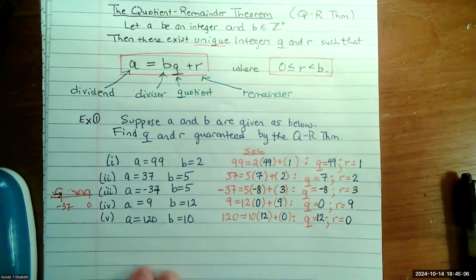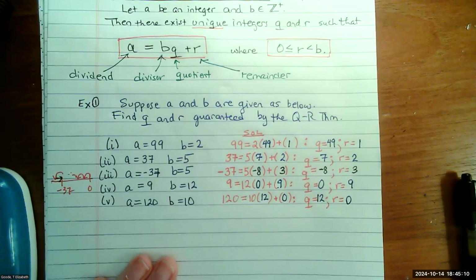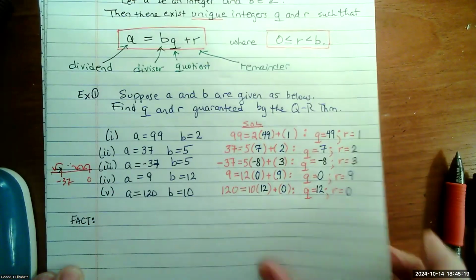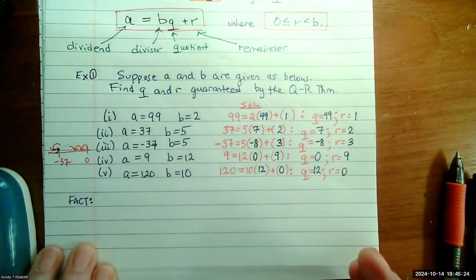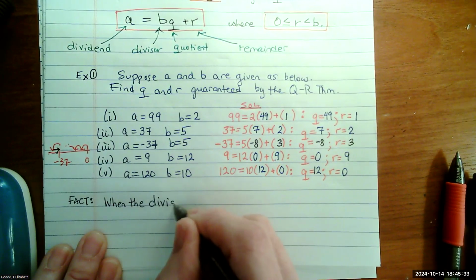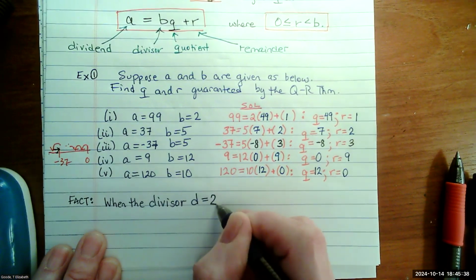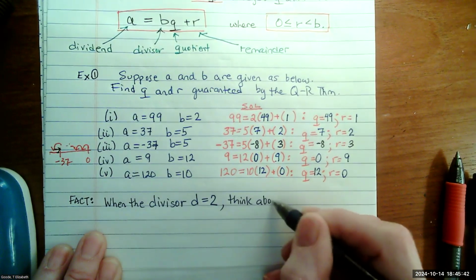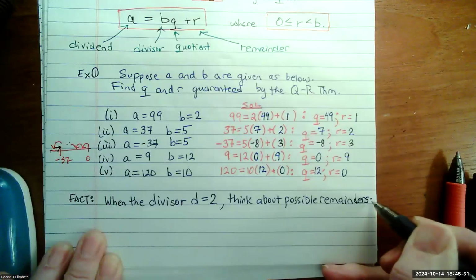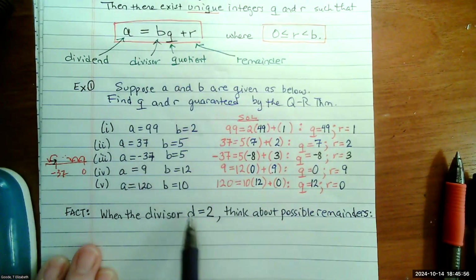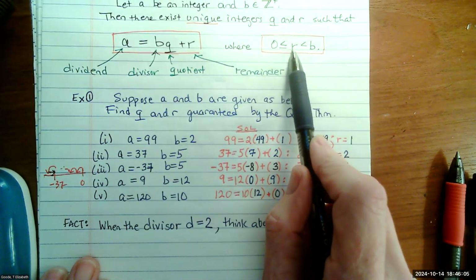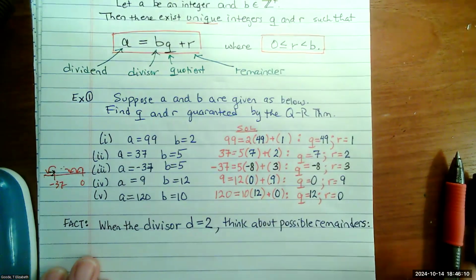Okay, so let's just kind of think about this idea of a divisor. Here's a fact. We think about the simplest divisor that's not trivial. 1 is a trivial divisor, right? Everything is divisible by 1. But when the divisor D, I'm going to change the name now, we're going to call it D, is equal to 2, think about the possible remainders. And I did mention this at the beginning of class. If the divisor, which now we're calling D, is actually 2, that means the remainder has to satisfy 0 is less than or equal to the remainder is less than 2. So what are the possible remainders?